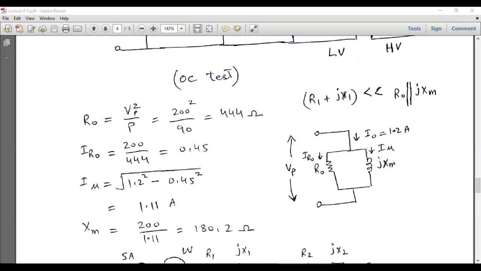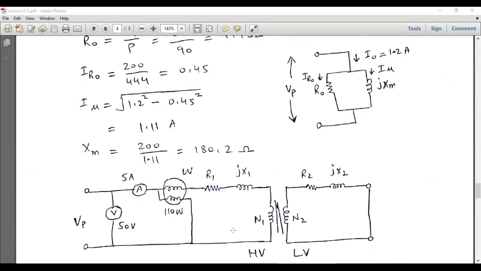So now we can calculate this current as well, and this current I_mu can be calculated by using this expression, and 1.2 is the total ampere which is divided into this I_R0 and I_mu. So I_mu will be equal to the square root of 1.2 squared minus 0.45 squared. So this is equal to 1.11 amperes, and this magnetizing reactance in this case will be equal to the voltage divided by the current. So 200 divided by 1.11 is equal to 180.2 ohms.